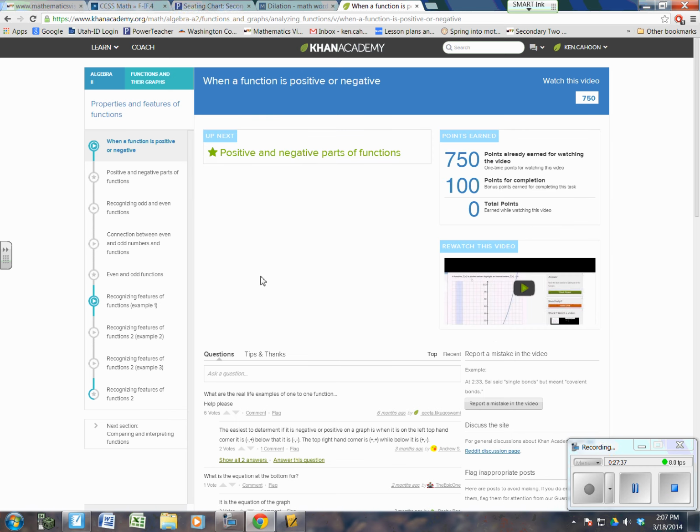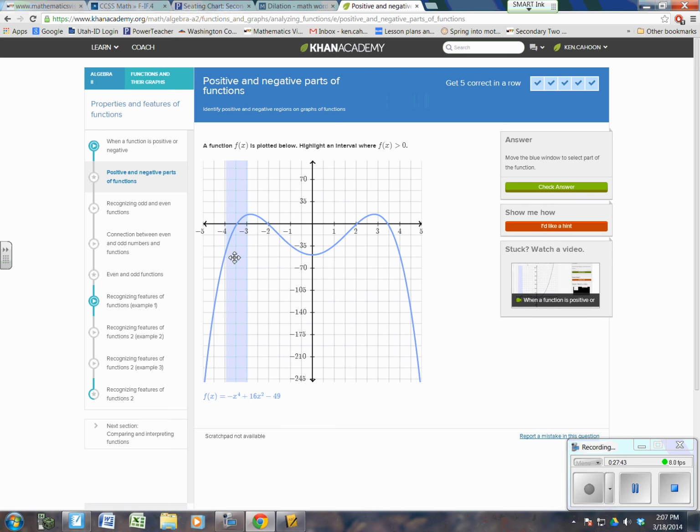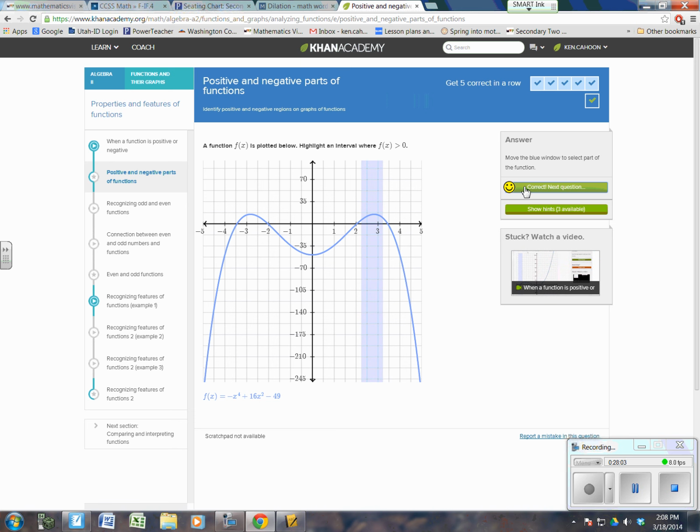Okay, then you would go to the next one, and it has a problem like that, and you would go ahead and do it. This one says a function f of x is plotted below, highlight an interval where f of x is greater than 0. Am I there right here? Yeah. Okay, so I can do any of those. Hit enter. And I got it correct.